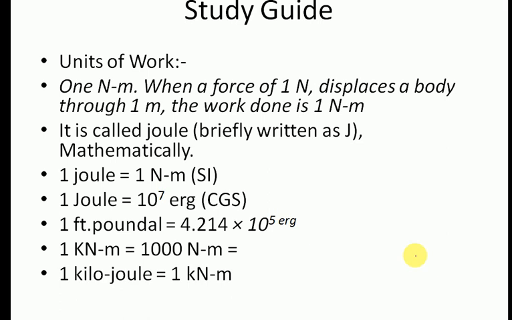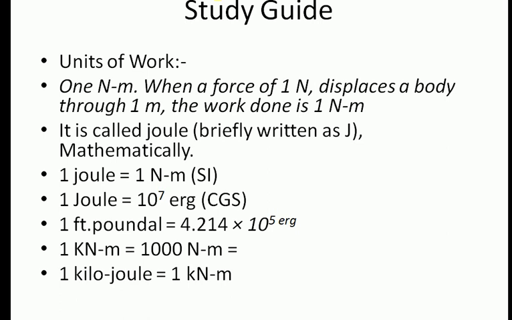Now in the CGS system, 1 joule is equal to 10 to the power 7 erg. In the CGS system, the unit of work is erg. Let us see how the erg comes. First, what is the concept of 1 Newton? What is the relation between the meter and centimeter? First we have to know this point.